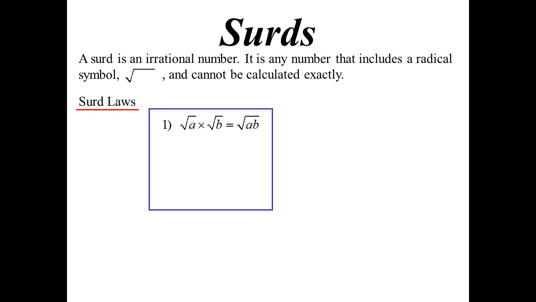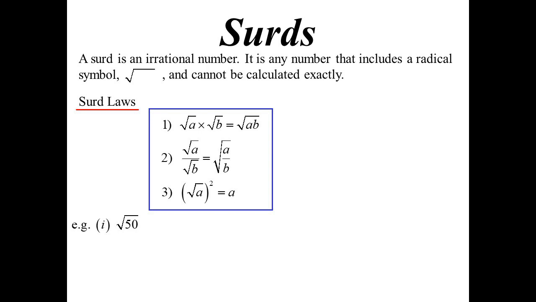There's some rules, some laws to manipulate surds. This is the one we often use to simplify them. We can say, well, the square root of AB is the square root of A times the square root of B. Similar one for division. And the third one is basically squaring and square rooting are inverse operations, so they cancel each other out.